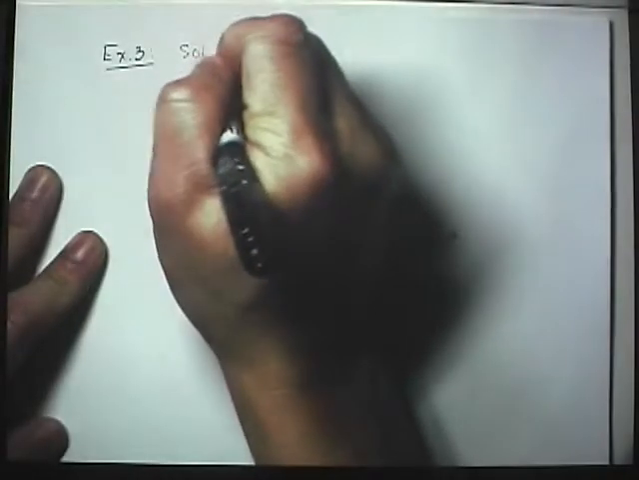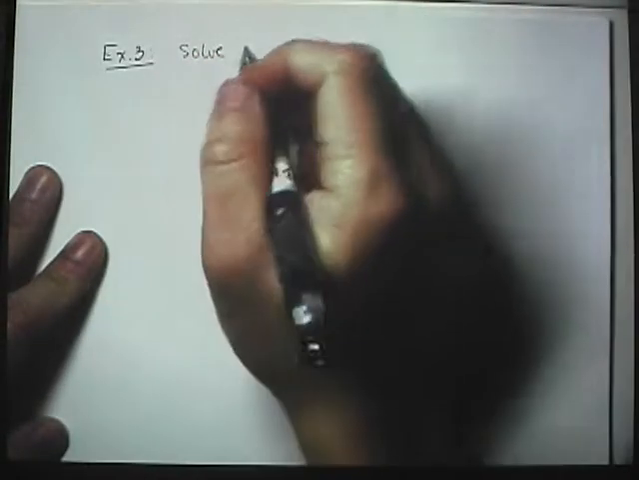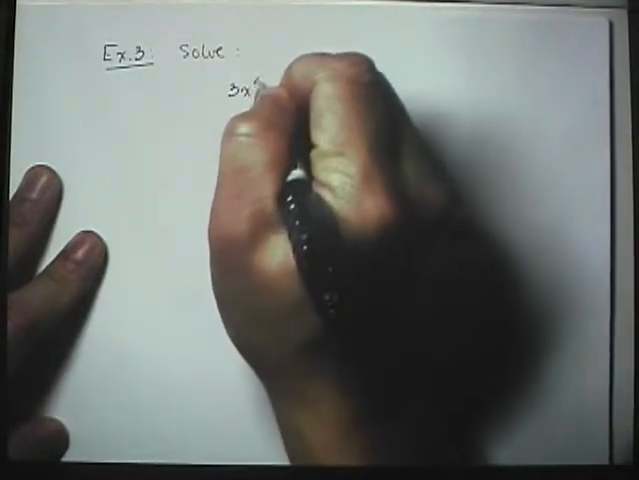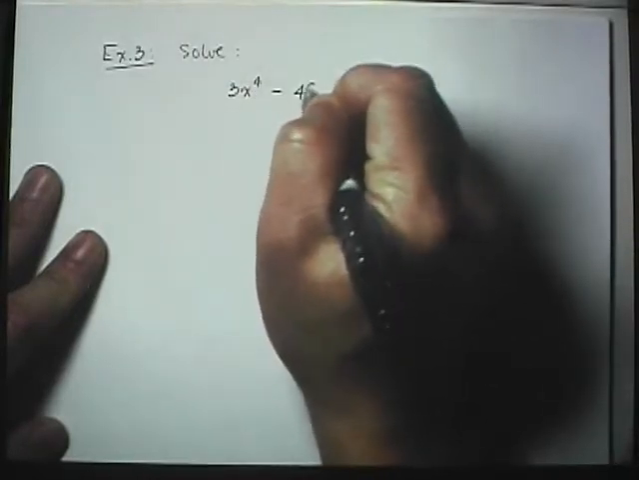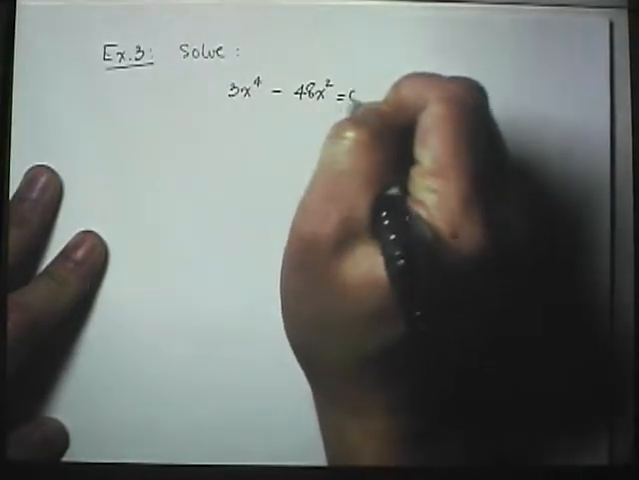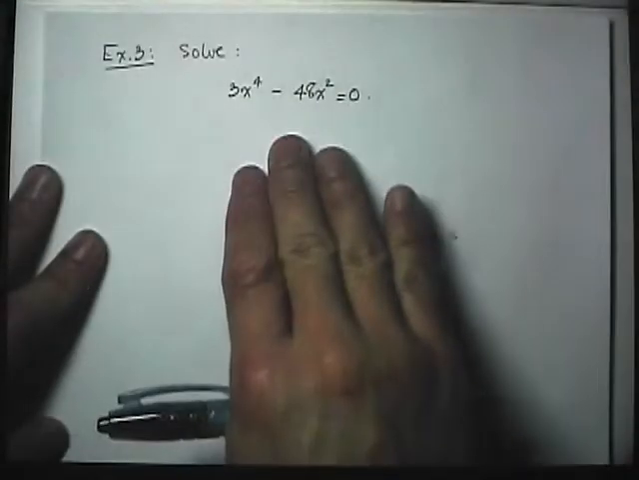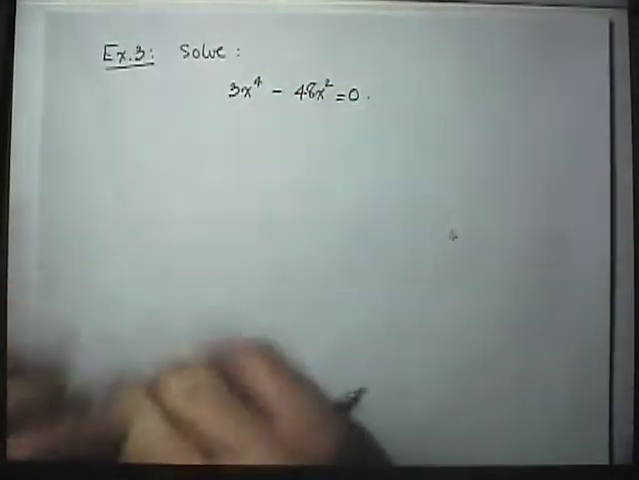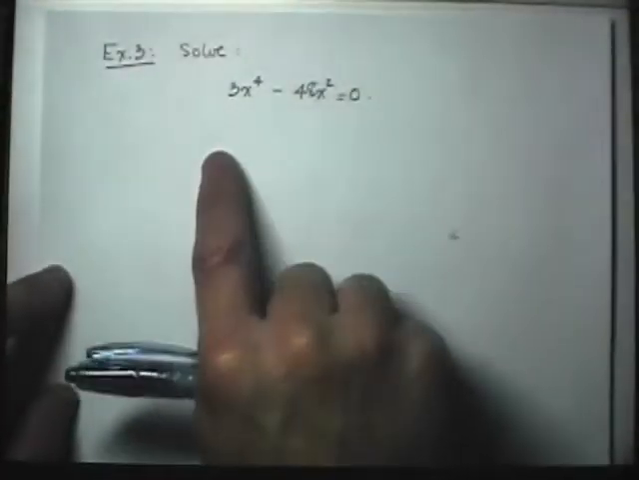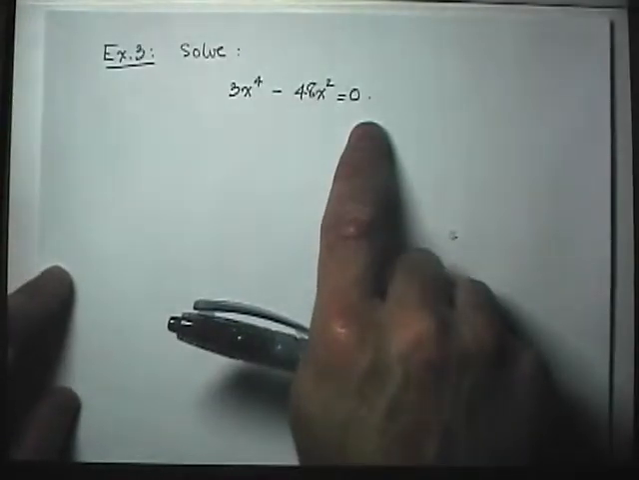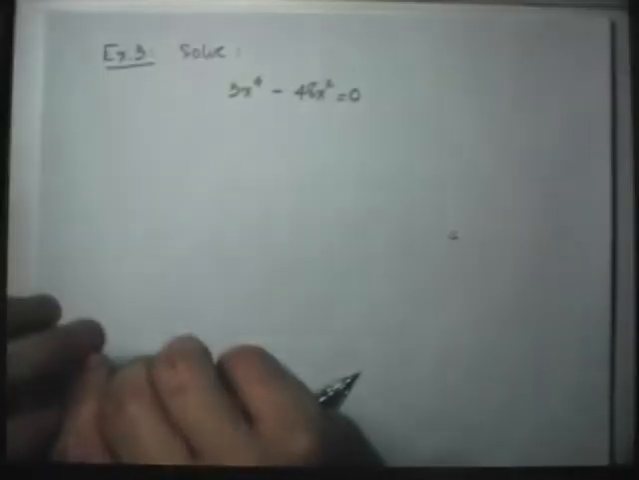Example number 3, probably another easy one. Solve: 3x to the 4th minus 48x squared equals 0. And once again, with this one here, everything is laid out and ready for us to go. All the terms are on one side. We have a 0 on the right side. So once again, let's get started with the factoring.